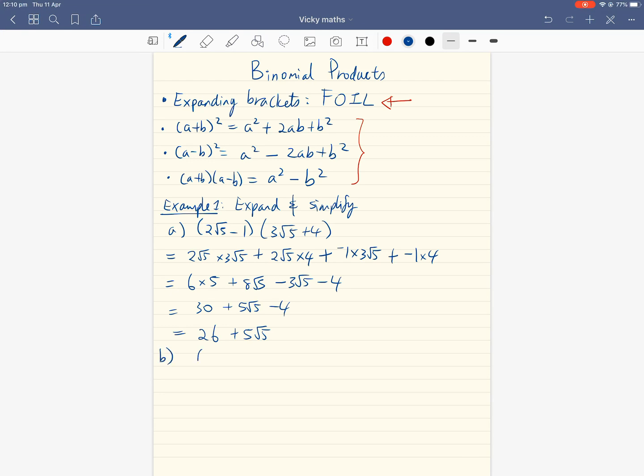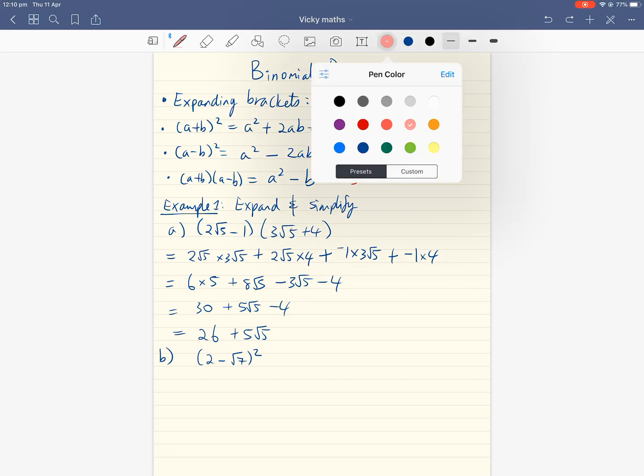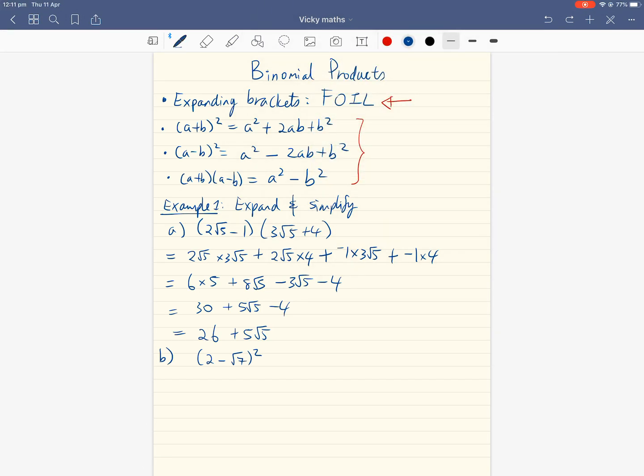So B, let's look at expanding 2 minus root 7 all squared. Now this looks like the pattern a minus b all squared. It looks like that pattern, so we can use that one. Or if you don't remember that pattern, that's fine, just use the FOIL method. But let's just use the pattern.